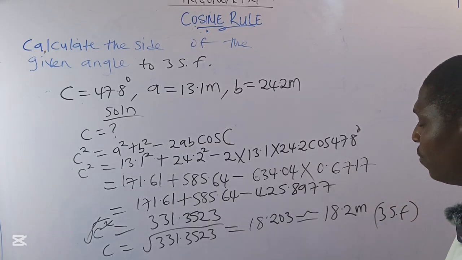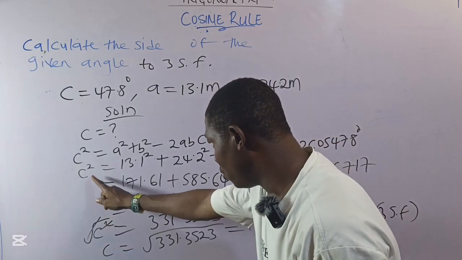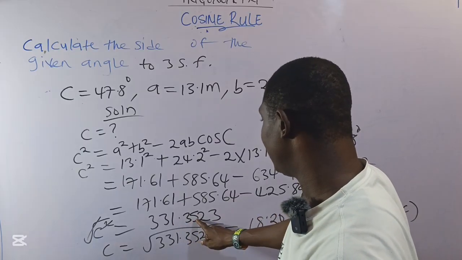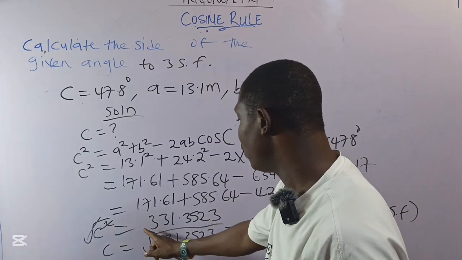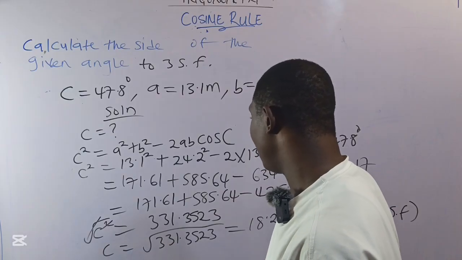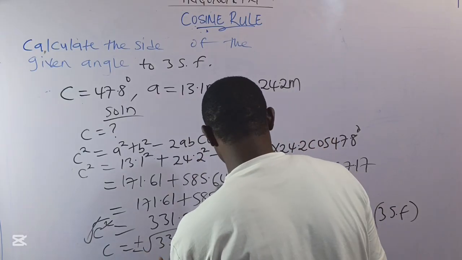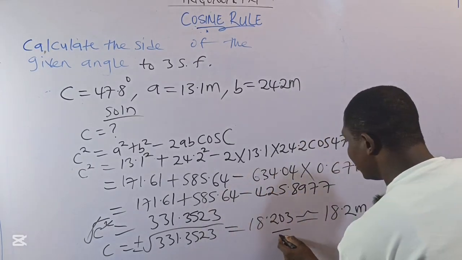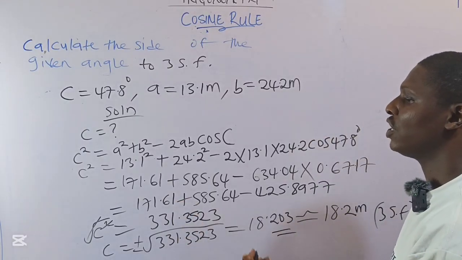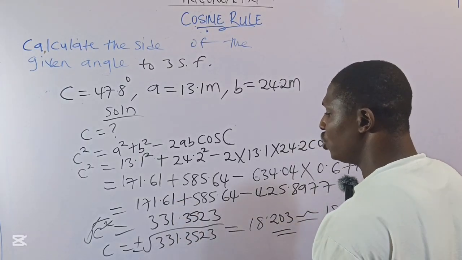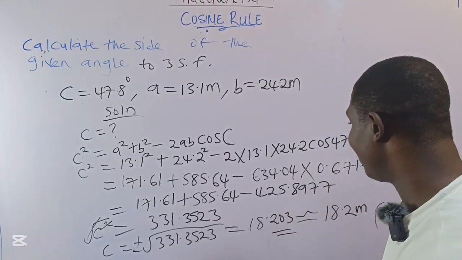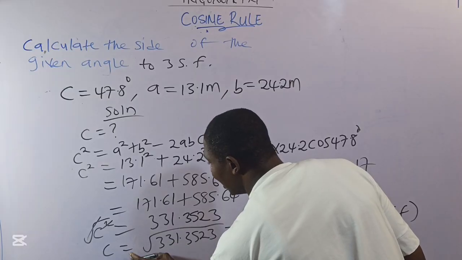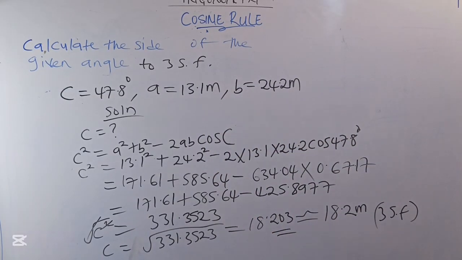And mind you, whenever you take your square root, this is a quadratic equation: c squared equals 331.3523. You're supposed to have two values. But the reason you use one value is that if you put plus or minus here, you will have plus 18 point this and minus 18 point this, which is correct. But we use just this one because the length of a side of a triangle can never be negative, just like age can never be negative, time can never be negative. That's why the negative sign is generally neglected. So this is the answer.